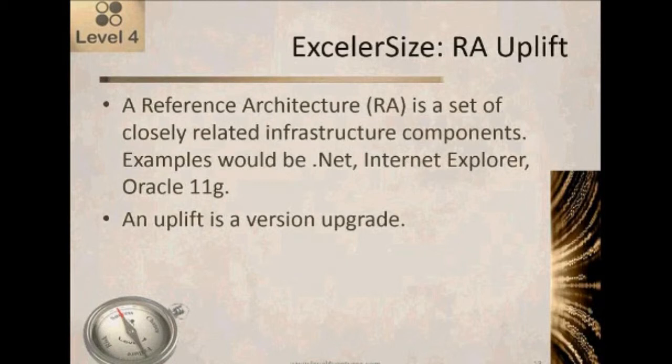An uplift is a version upgrade of a reference architecture. So we're taking a reference architecture, maybe .NET 3.1, let's say, and we're doing an uplift to upgrade that to .NET version 4. So it's a change. It's different from a patch because there normally will be some changed, modified functionality that goes with that version change.